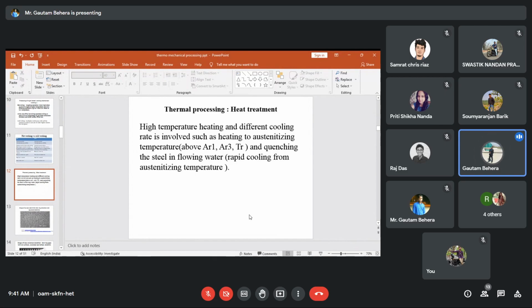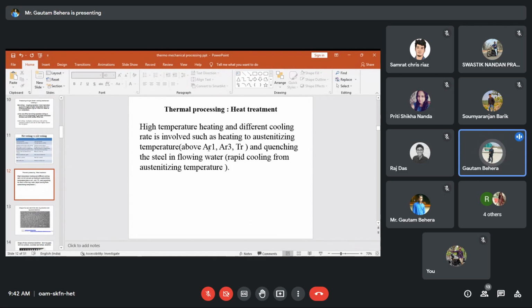So Ar1 is the lower critical temperature, and Ar3 is the upper critical temperature. When you are cooling the material from the austenitizing temperature, you write Ar1. If you cool that material below Ar1, that means the initial structure will be completely transformed into the new structure completely.